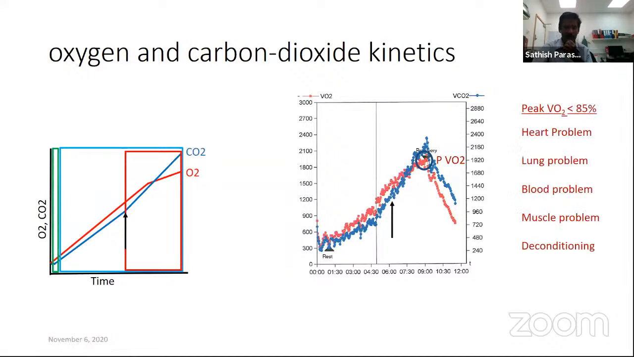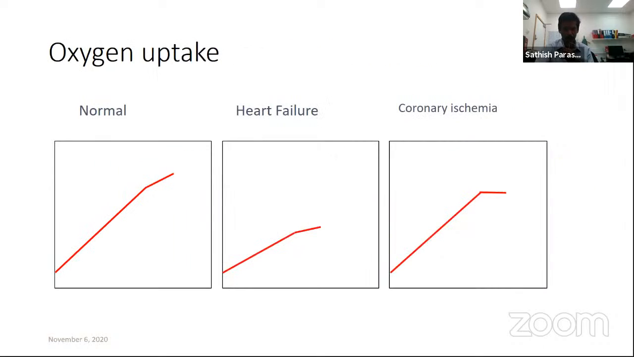So if the peak oxygen consumption is less than 85% of predicted, it tells us there is a problem in one of these systems. Either there is a problem with the cardiovascular system, lungs, blood (anemia), muscles, like in myopathies, or deconditioning when the patient is post-operative or not exercising very well. So in these graphs, the first graph on the left shows the oxygen uptake in a normal person, where the oxygen uptake steadily increases and plateaus towards the peak. In heart failure, it never takes off. It's quite flat.